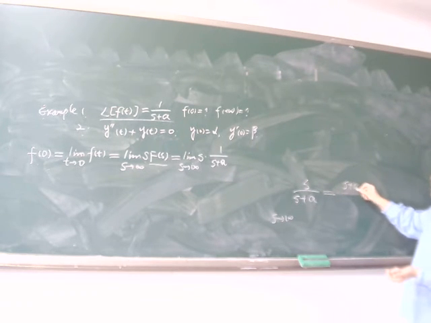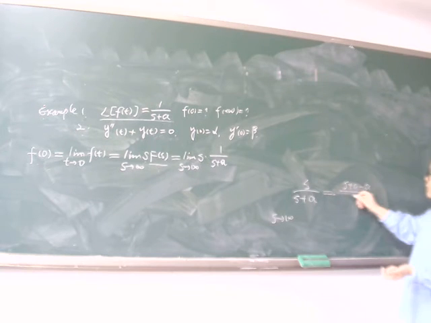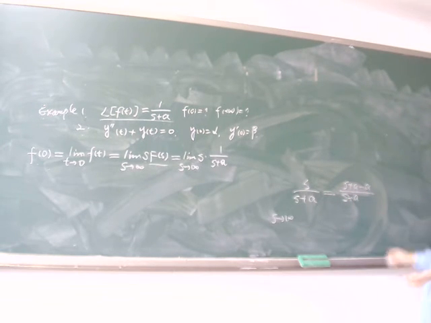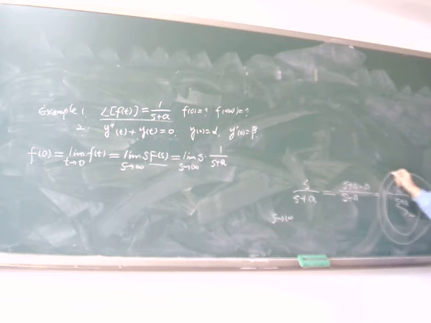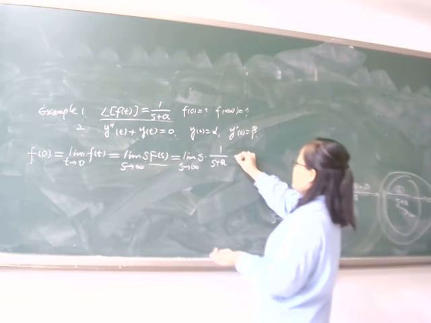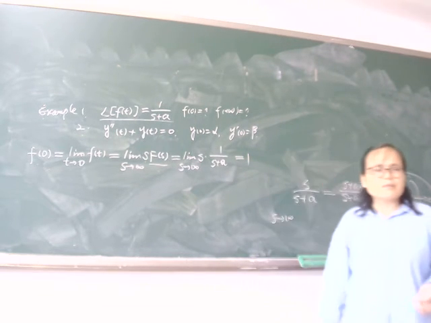S plus a minus a, also s plus a equals 1 minus a over s plus a. This a is a constant number, but this s tends to infinity. So this part equals 0, and all of this equals 1. So the result is 1. The result is 1.